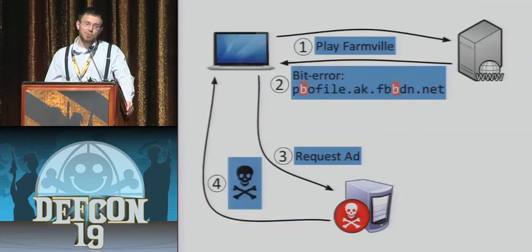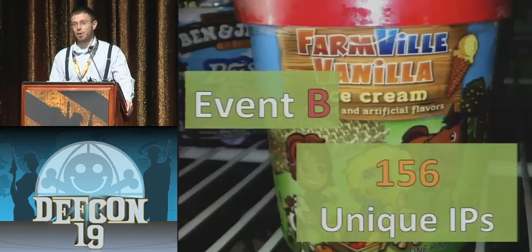Once again, an overview. You're doing nothing wrong, going to play some Farmville. A bit error happens somewhere outside of your control in either Facebook or the Farmville servers. This bit error gets cached, served up to 1,300 people, and those 1,300 people request ads from me instead of from Farmville. And that's event A. And event B was 456 unique IPs, and the cause of that was also Farmville.